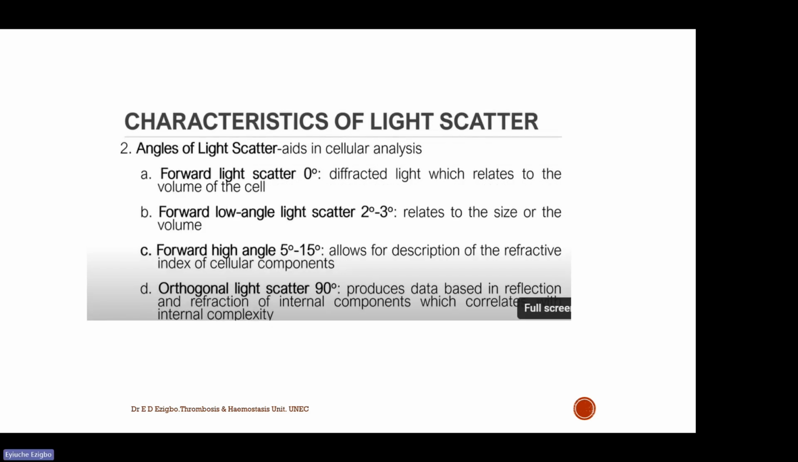So angles of light scatter aid in cellular analysis. We have the forward light scatter at 0, diffracted light, which relates to the volume of the cell. Okay, forward low angle light scatter. These are the characteristics of light when it hits an obstacle that they are using to characterize the cell.